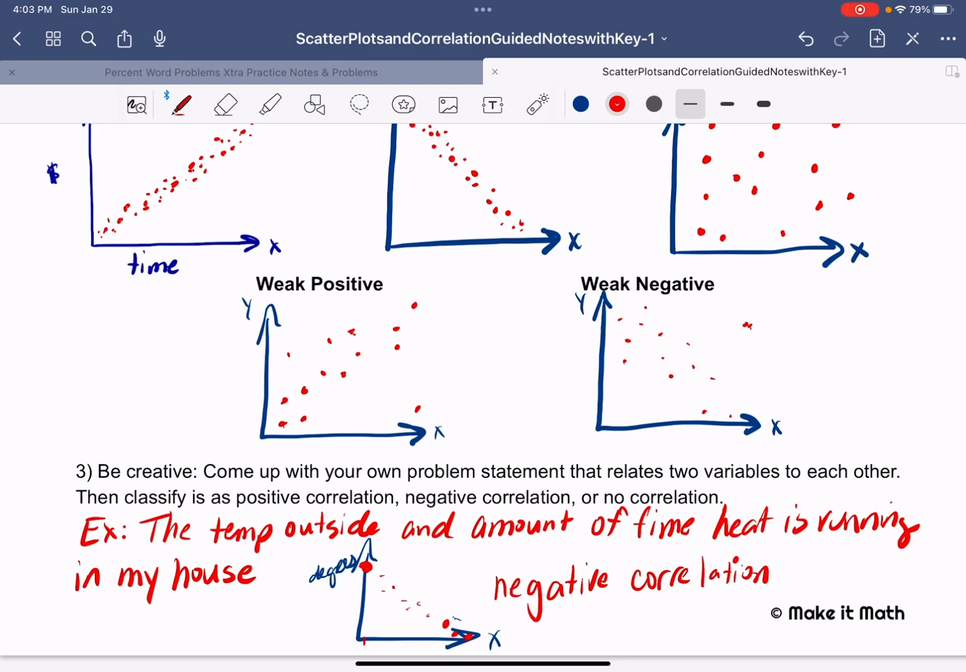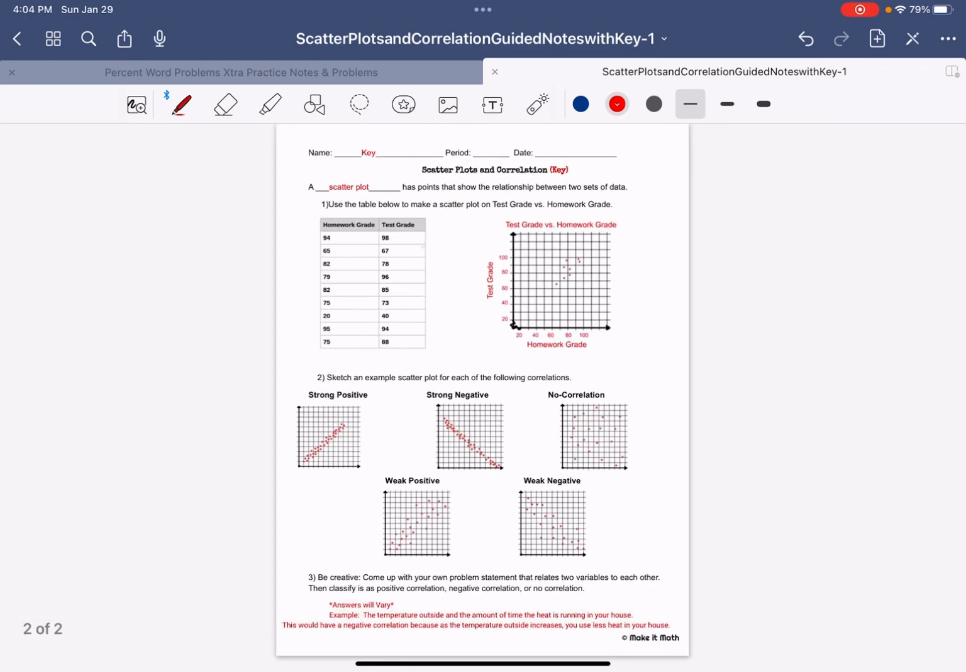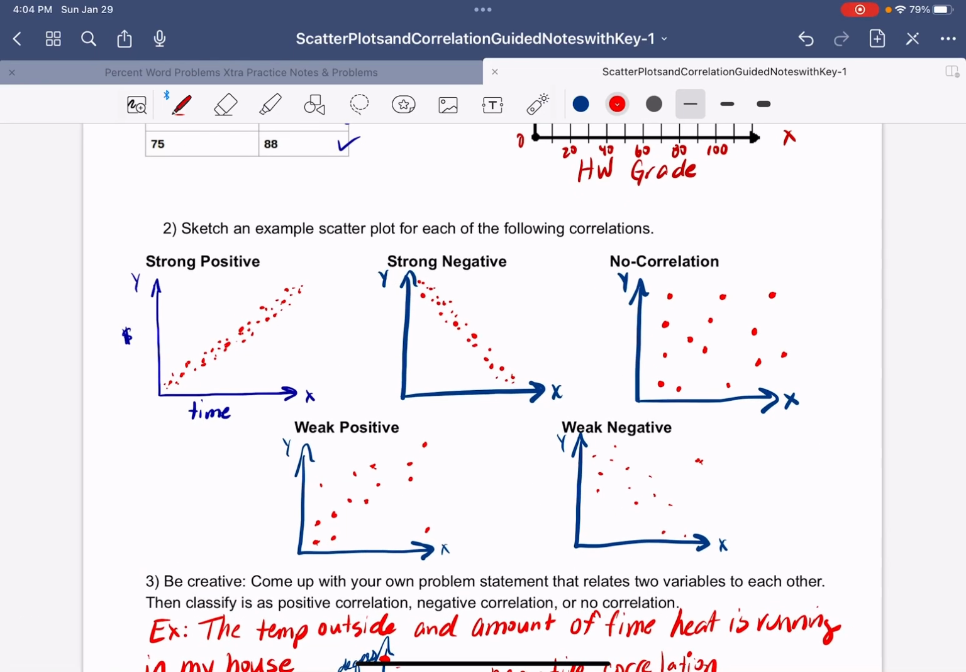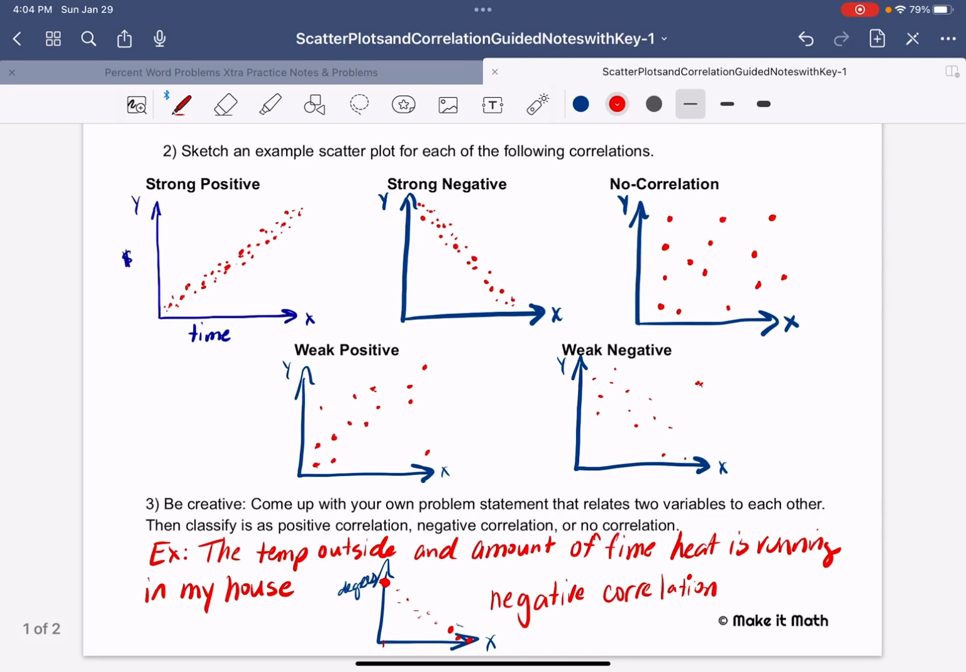So think of something that could be positive, negative, or even no correlation, that's fine too. But I want you to be able to explain it to me, show me a little diagram like that and see what you come up with, okay? Okay, that is it for notes. When you're done showing me your example, I'm going to go ahead and give you the homework for today. And then after that, you can jump on Alex and you'll be all done, all right?